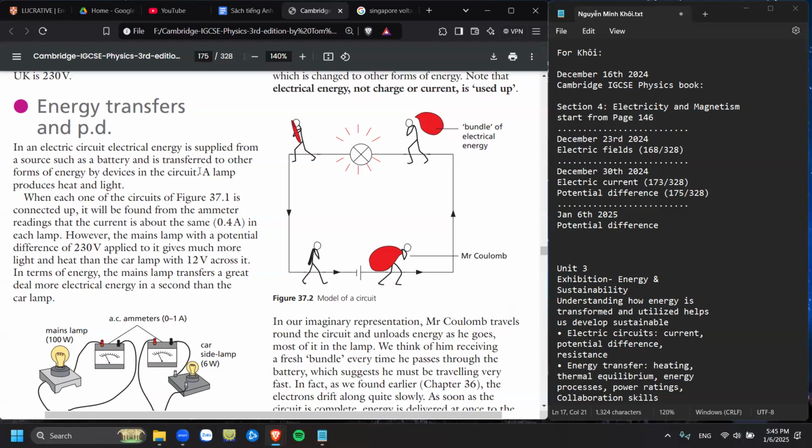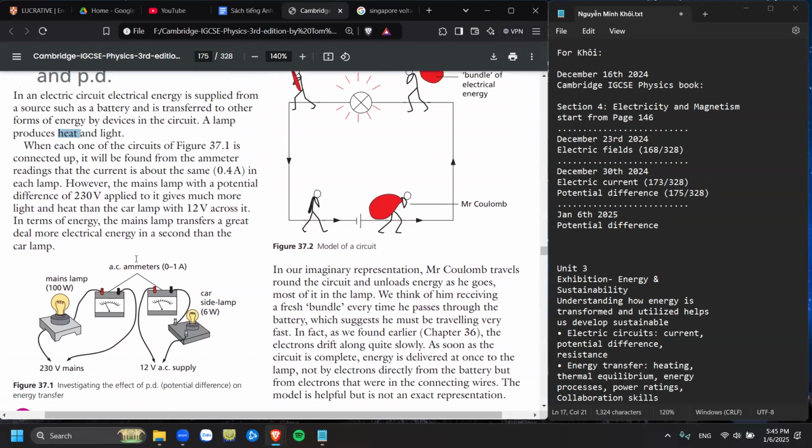Let's say a lamp. You connect a lamp to it. It produces both light and also heat, because when the light bulb or lamp heats up, it also produces heat. You can see it's really hot, isn't it? Besides the light.